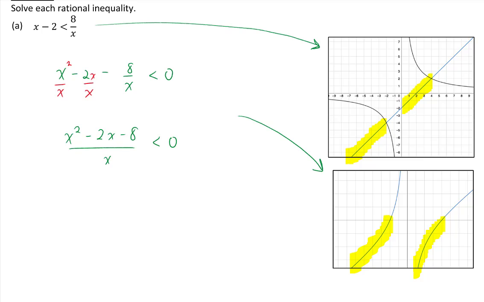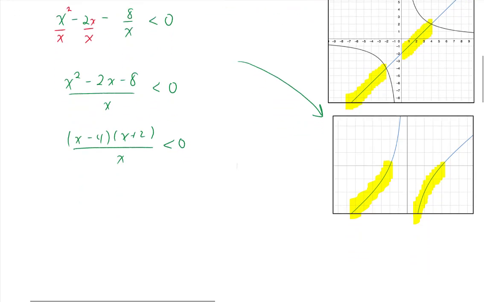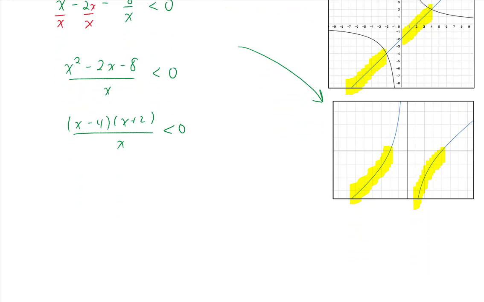Next step is to factor this expression. And this will help us determine when the function is positive or negative. The difference between polynomial and rational inequalities is that we must include the vertical asymptote in our calculations. So we see we have zeros at negative 2 and 4 and a vertical asymptote at x equals 0. So I like to call these my critical numbers.